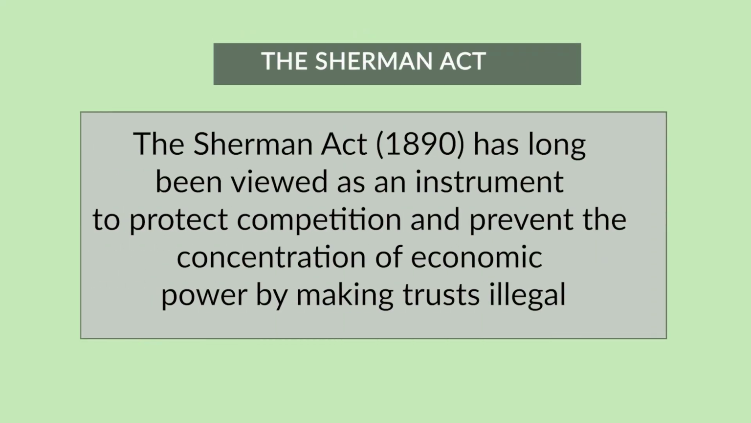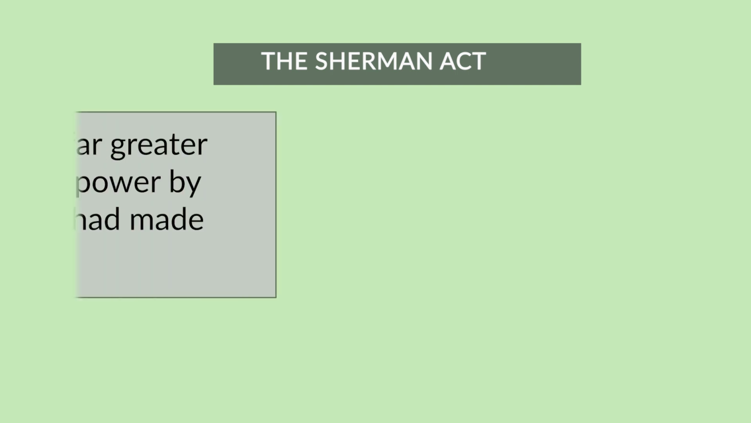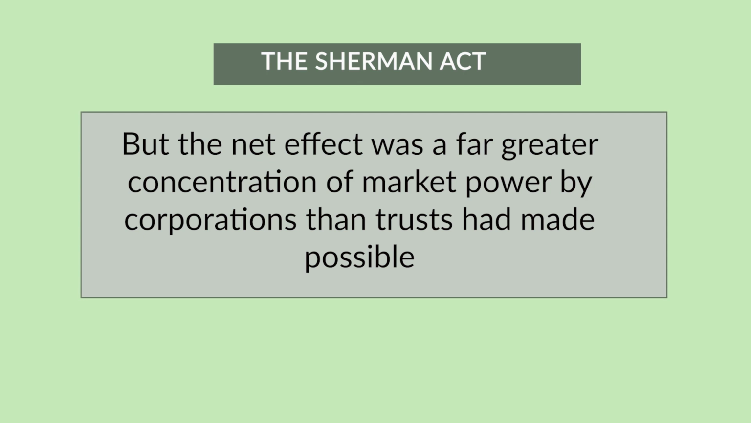Now, what is the Sherman Act? The Sherman Act was enacted in 1890. It has long been viewed as an instrument to protect competition and prevent the concentration of economic power by making trusts illegal. But the net effect was a far greater concentration of market power in the hands of corporations than had existed when we had trusts.